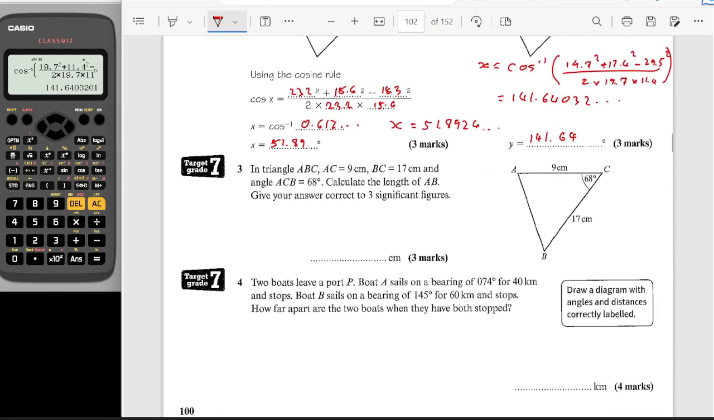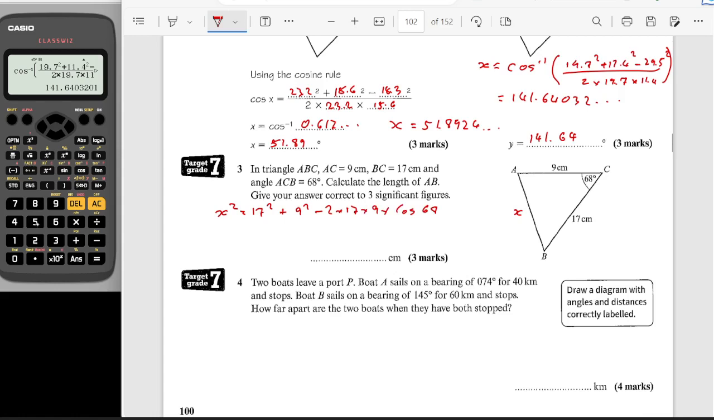Okay, question 3. We're given a triangle, calculate the length of AB. So I'm going to call that X for now. And I'm going to jump straight to saying then that X squared is going to be equal to, no, my longest side squared, I'll stick to my convention, 17 squared plus 9 squared minus 2 times 17 times 9 times by cos of the angle, so cos of 68.